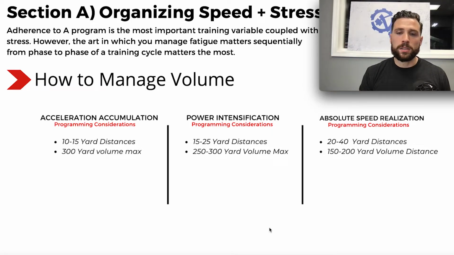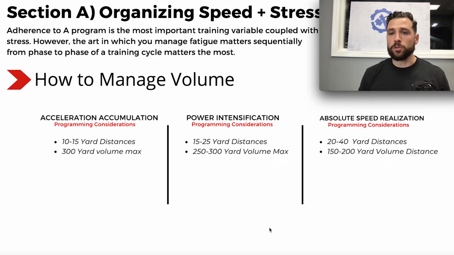Moving on to power intensification. 15 to 25 yards is the distance, so we know that it's a little bit further. So for here, your volume is going to be between 250 and 300 yards. So you would say, well, that's the same as acceleration accumulation, but it's not, because my distance is greater, so my total sets per workout will be less. If I'm sprinting 25 yards in this power intensification phase, well then if that's 250 yards per week, that's only 10 total sprints that I'm sprinting in that week for improving my sprint exposure.